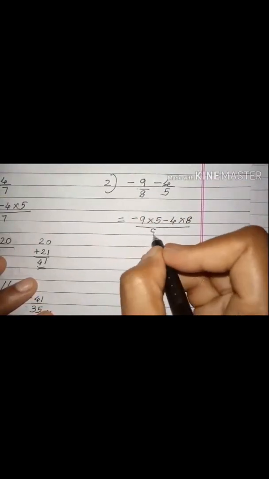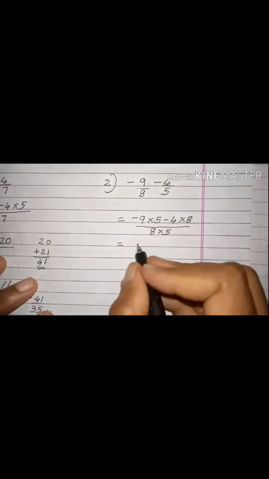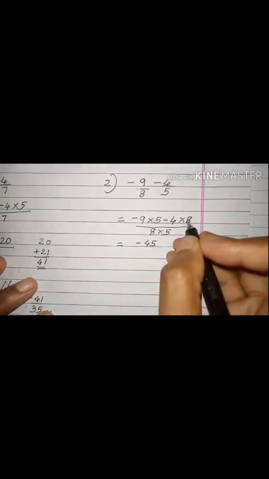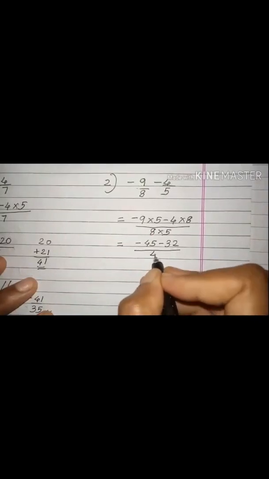Minus 9 will go with 5. Minus 4 will go with 8. And 8 and 5 will be together. Alright. So now it will be 9 5s are 45 with a minus sign. 4 8s are 32 with a minus sign. Upon 40.